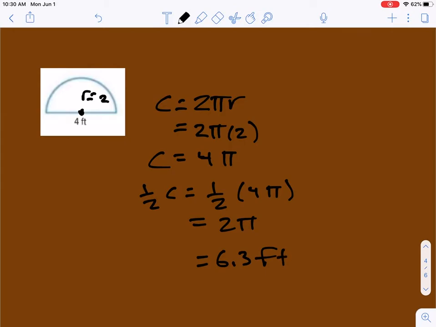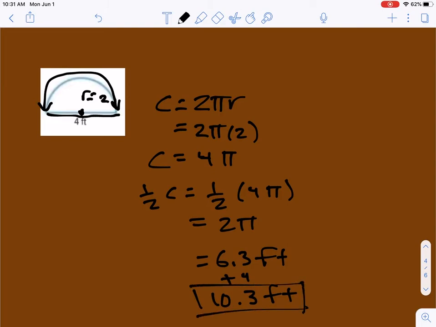All right. Now, but what I figured out for this figure is I figured out this. Okay, I just realized this as I was doing this. I still have to factor in this little bit right here. So you would take 6.3 and then you would add 4 to it. And then you would get 10.3 feet. Okay, so that is the entire distance around that whole figure.